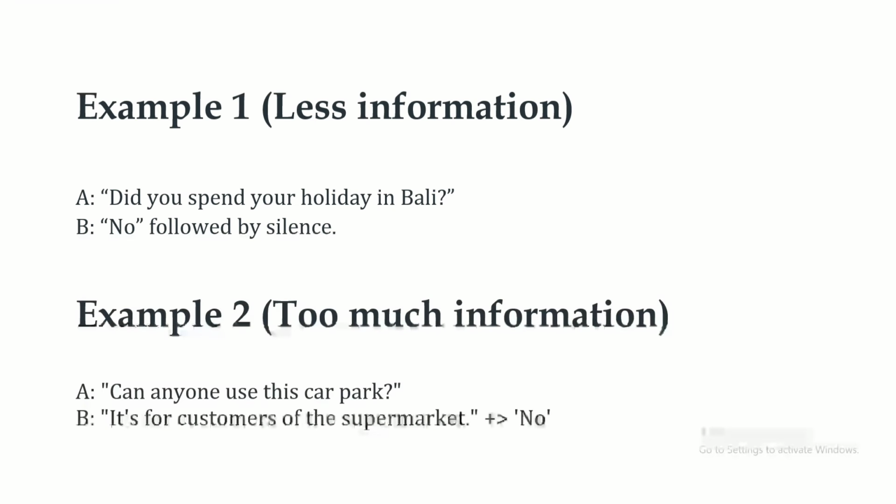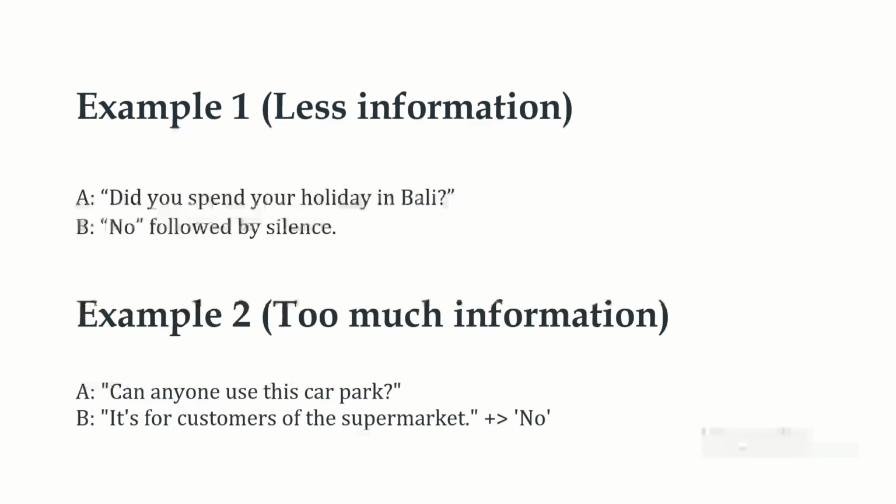And then the second example here, which is when you give too much information. So here someone asked, can anyone use this car park? And then B answered, it's for customers of the supermarket, which means no. So if the car park was for the use of everyone, then that would include the supermarket's customers, and there will be no need to mention them. So B's utterance here appears to offer superfluous information.